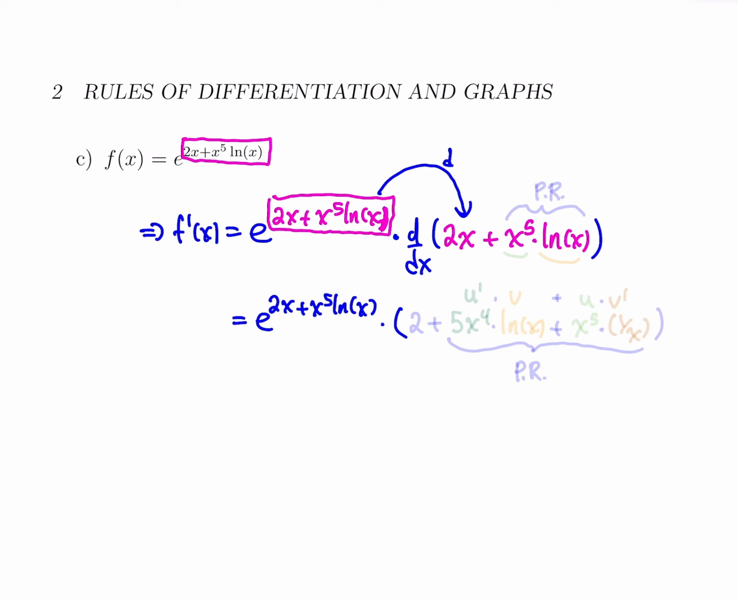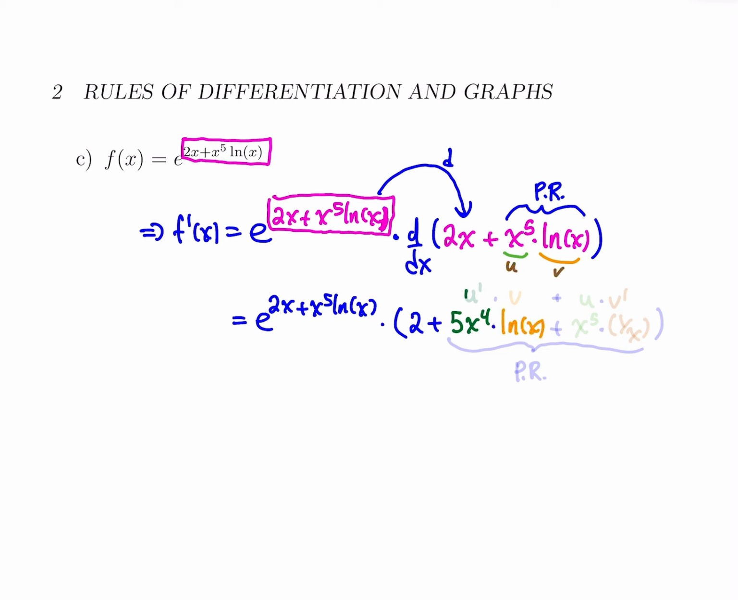So the first term, 2x, will just go to 2. So that's a nice linear function. But x^5 times ln of x, this is going to be done using a product rule. We have the product of two things. So here we go. What is the derivative of x^5? That's 5x^4 times ln of x.